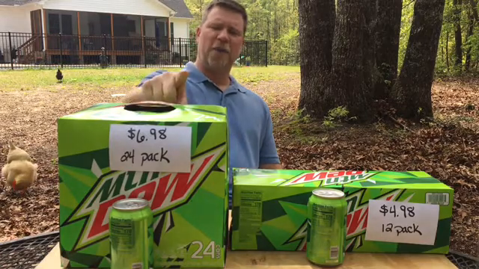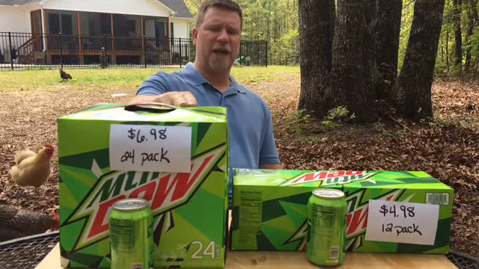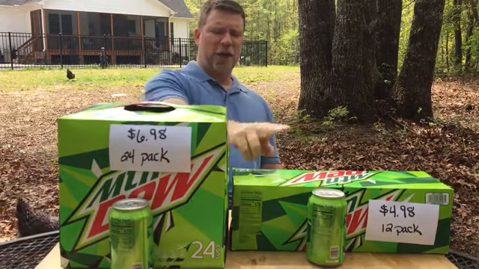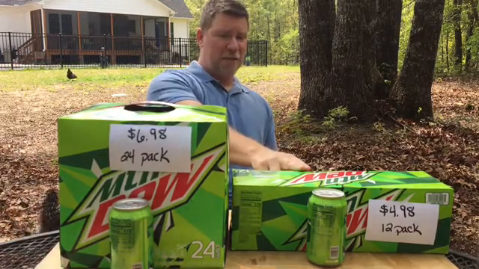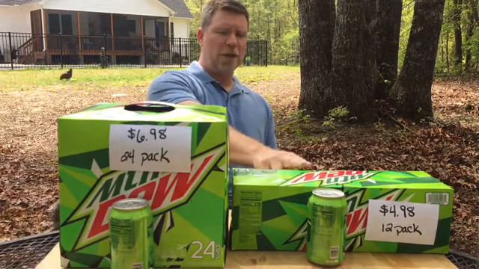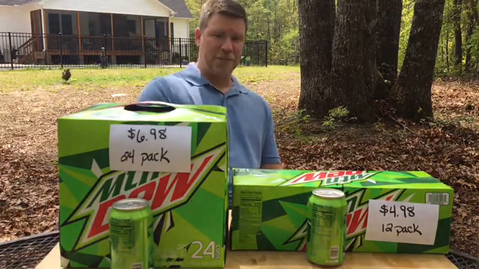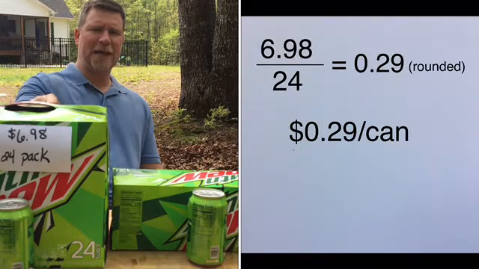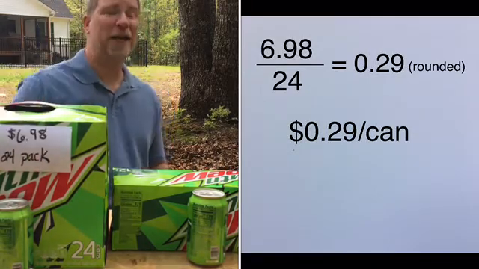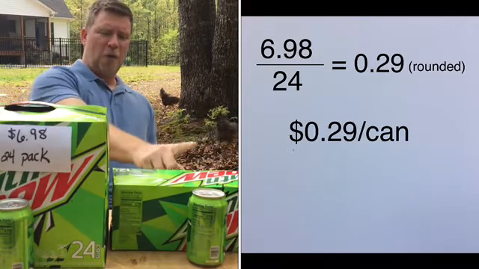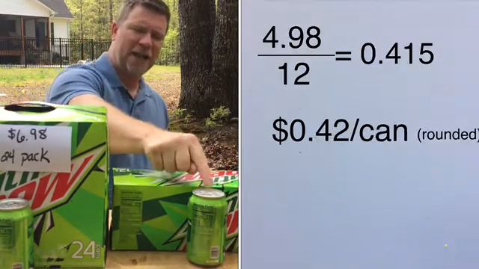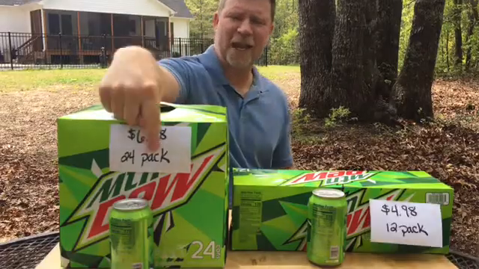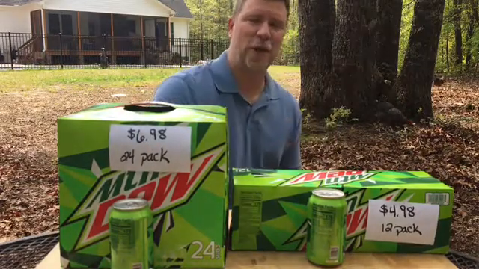For instance, we take the $6.98 and divide it by 24, since there are 24 individual cans in the box. Then we take the $4.98 I paid for the 12 pack and divide it by 12, because there are 12 individual cans in that box. When we do that, we find that 1 can from this box cost me 29 cents. For this box, 1 can cost me 42 cents.